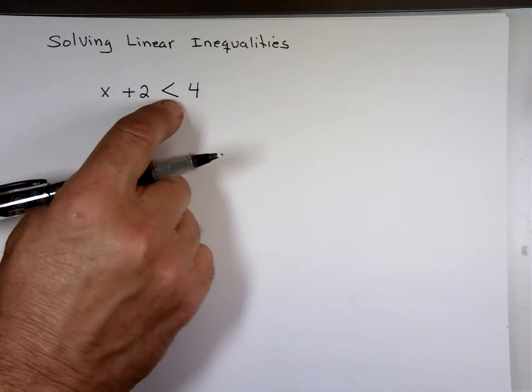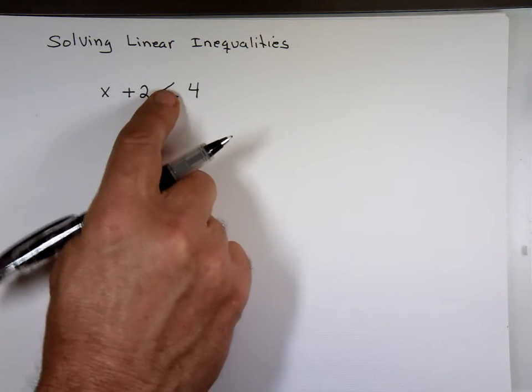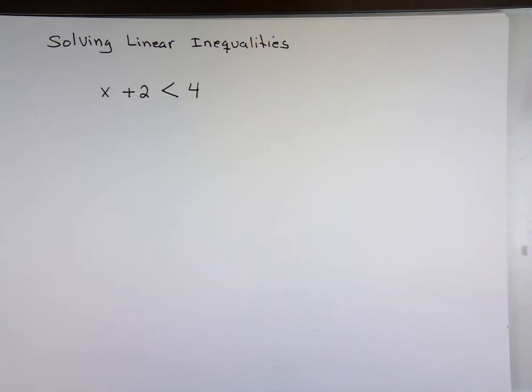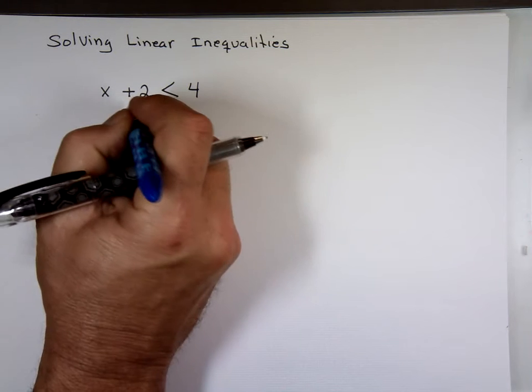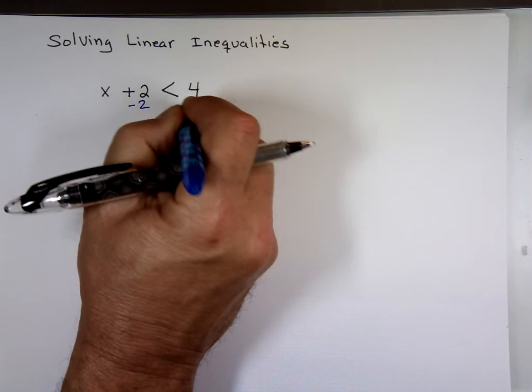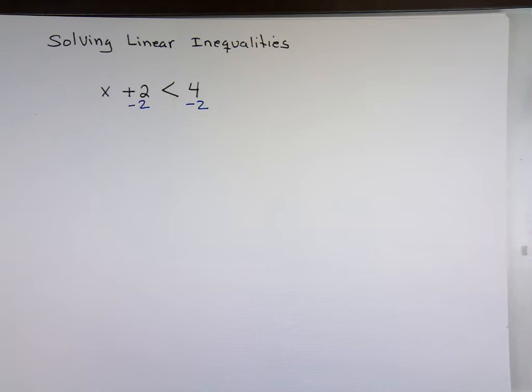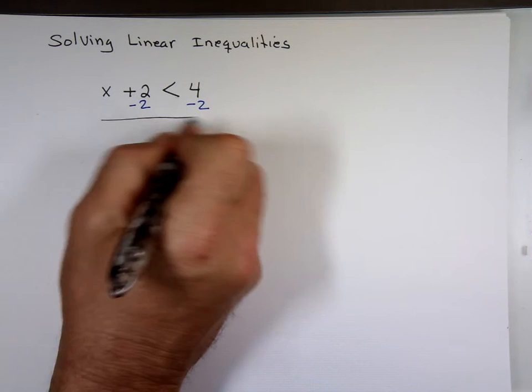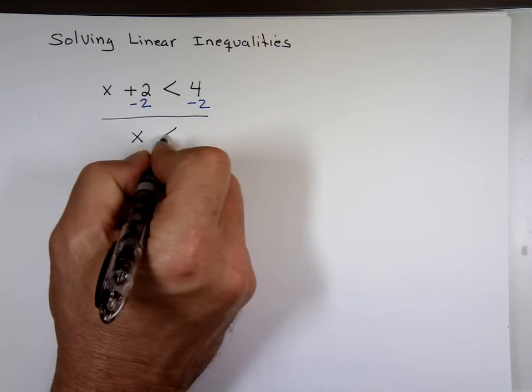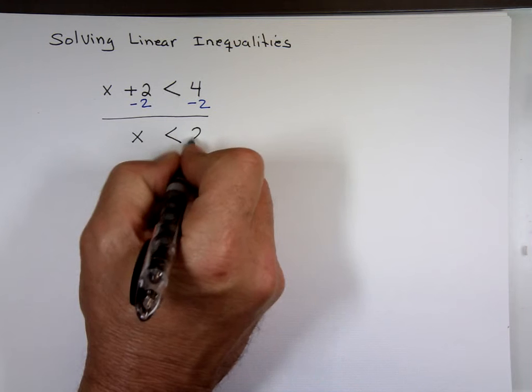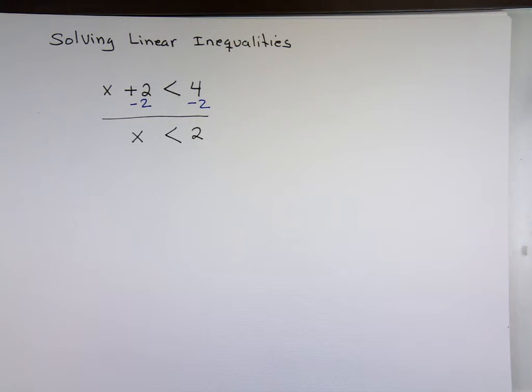If that was an equal sign instead of less than, how would you solve it? Minus 2. We'll do the same thing. Subtract 2 from both sides, isolate x. So you end up with x is less than what? 2. Just like equations.